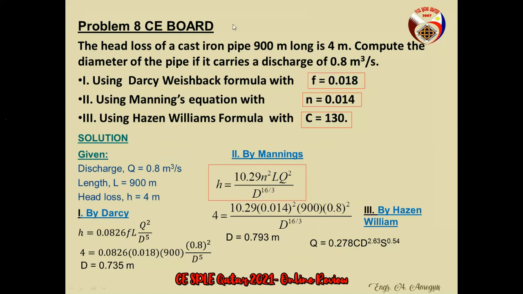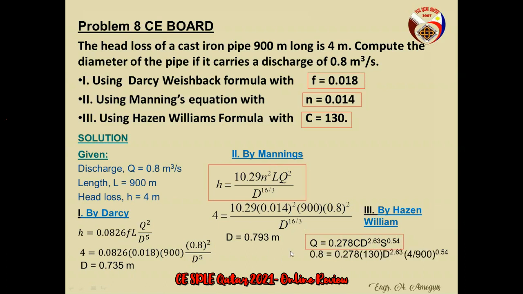Mapapansin mo, yung formula ko na ginagamit, wala namang head loss, di ba? But I know that yung S can be expressed in terms of head loss over length. Kahit ito lang ang minimemorize ko, kaya ko pa rin siyang paglaruan. Pwede mo pa rin, kasi mahirap i-memorize, kaya naka-highlight ko kanina yung madaling i-memorize. Q equals 0.278 C D raised to 2.63, S raised to 0.54.